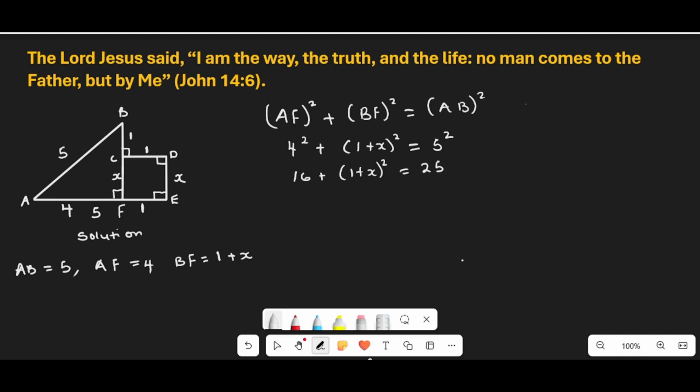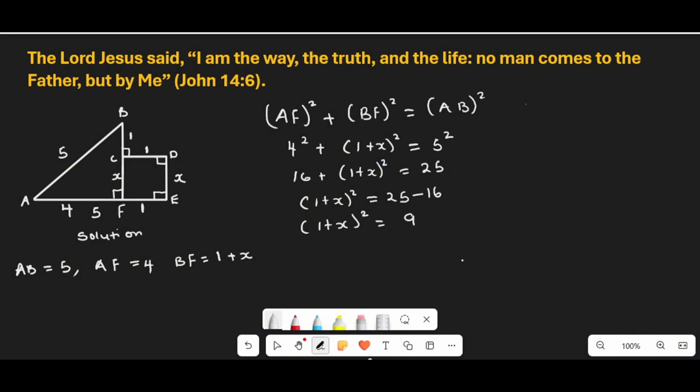25. So let us move 16 to the right hand side, and the positive sign will change to negative. So we are going to have 1 plus x all squared equal to 25 minus 16. So 1 plus x all squared equal to 9. So the next thing we are going to do is to square root both sides.